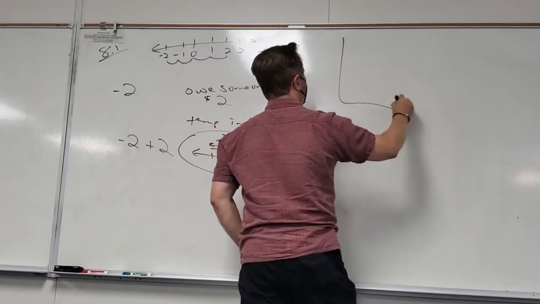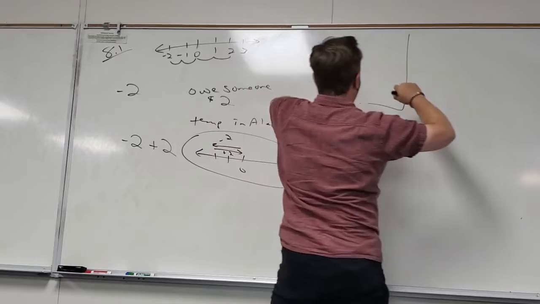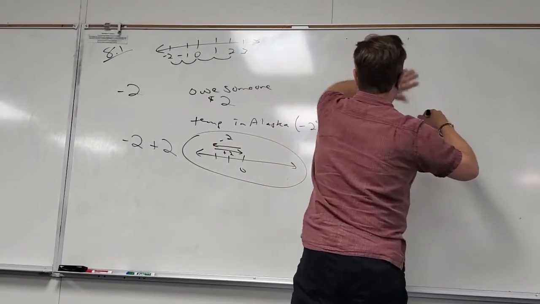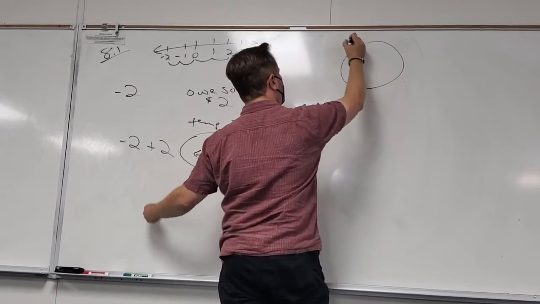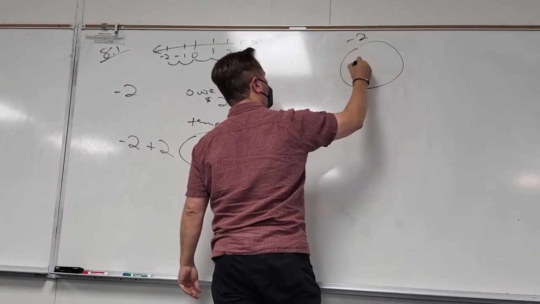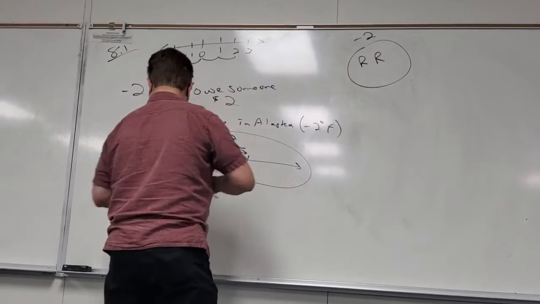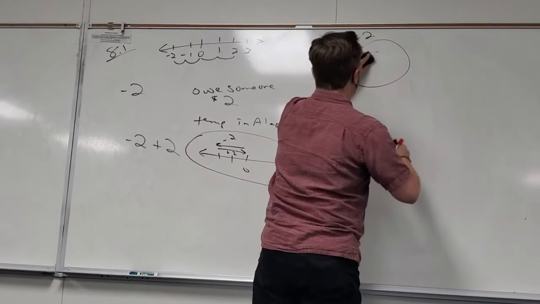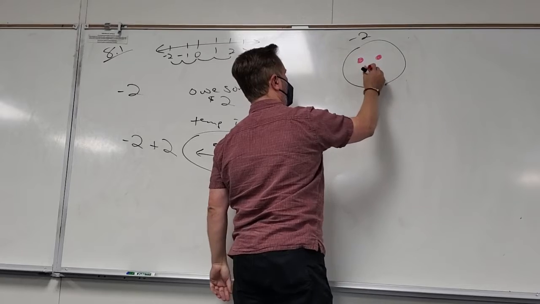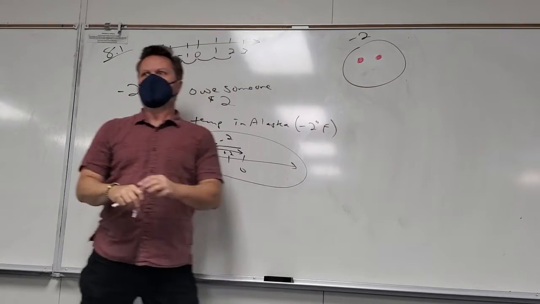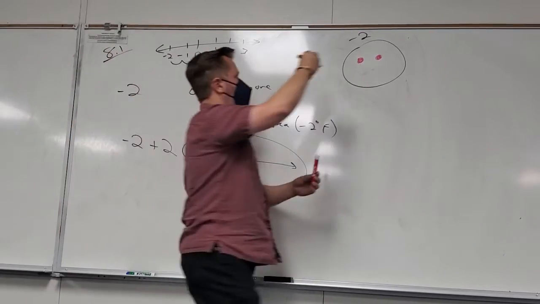I'm going to represent this with red and black discs. So if I had, for example, negative 2, I could represent that with two red discs. You guys go ahead and do this, don't be lazy. And then 2, I could represent with two black discs.